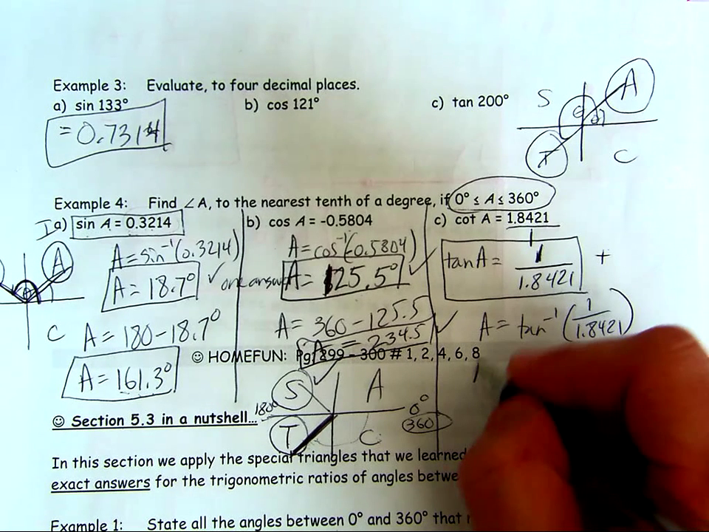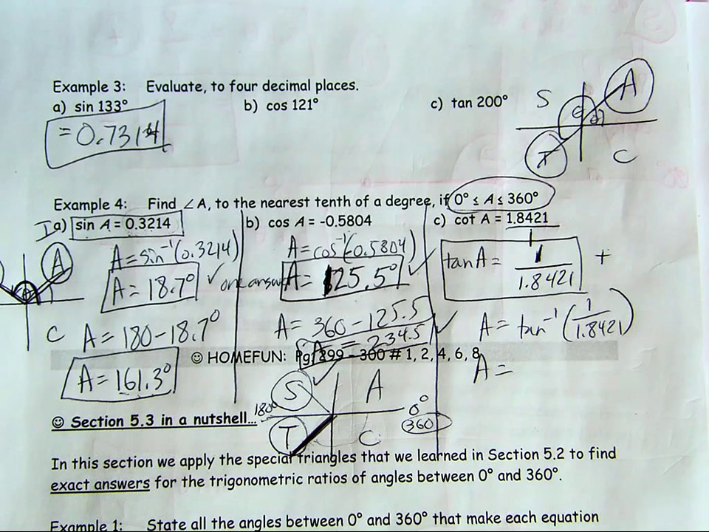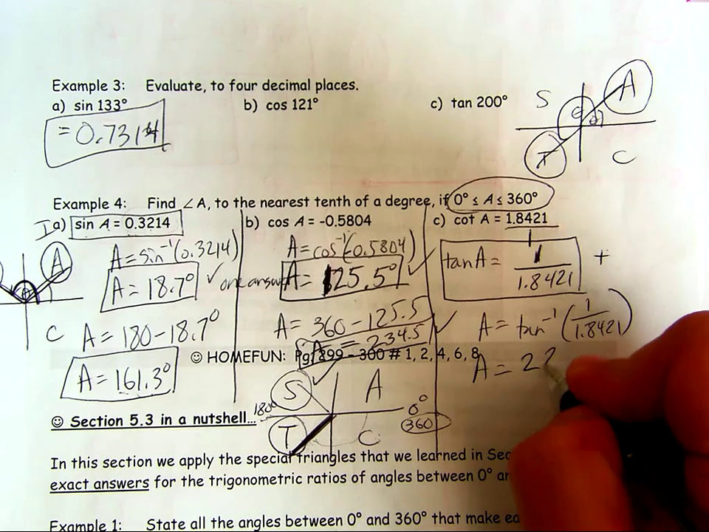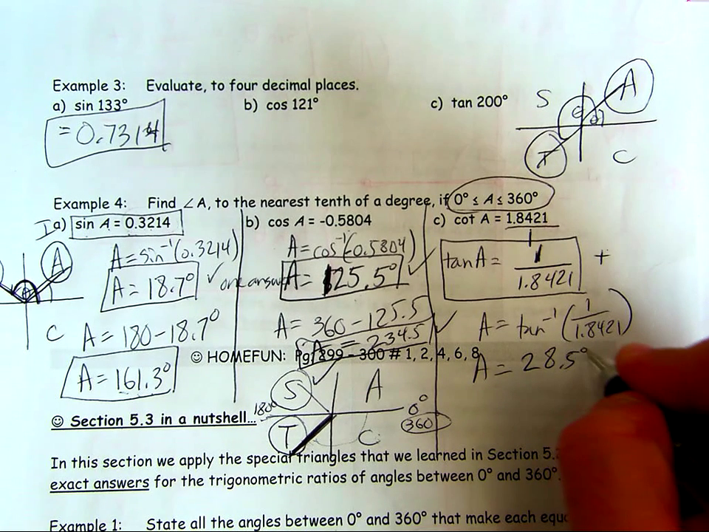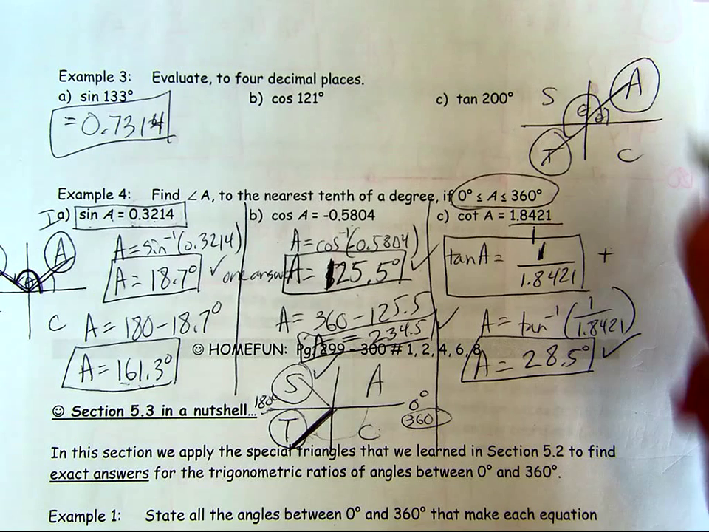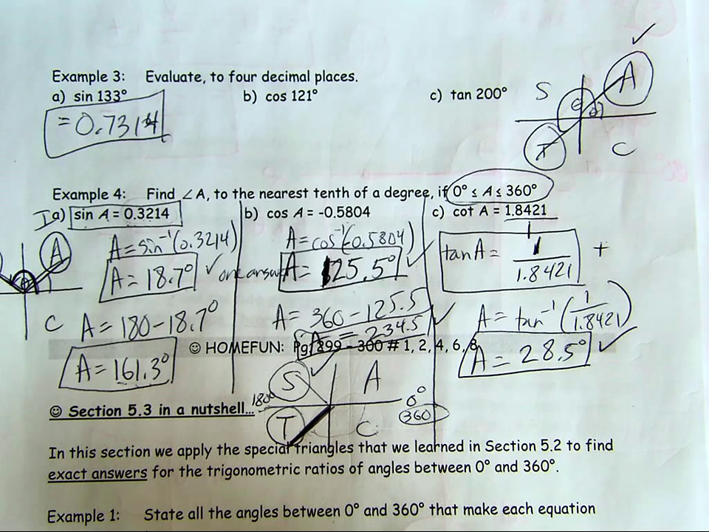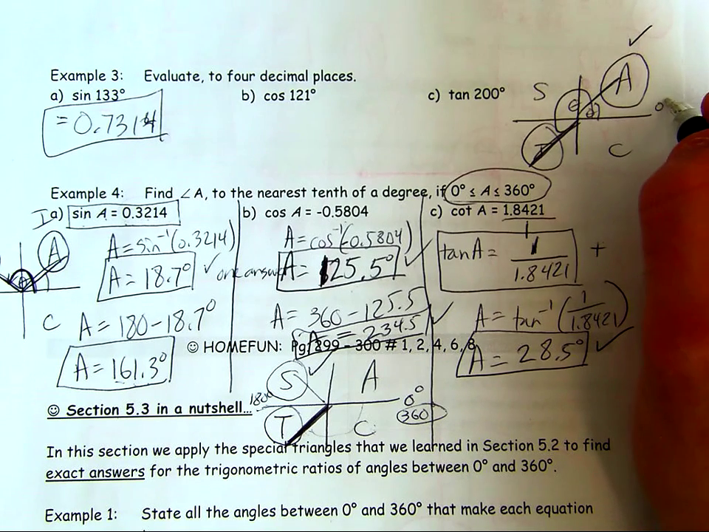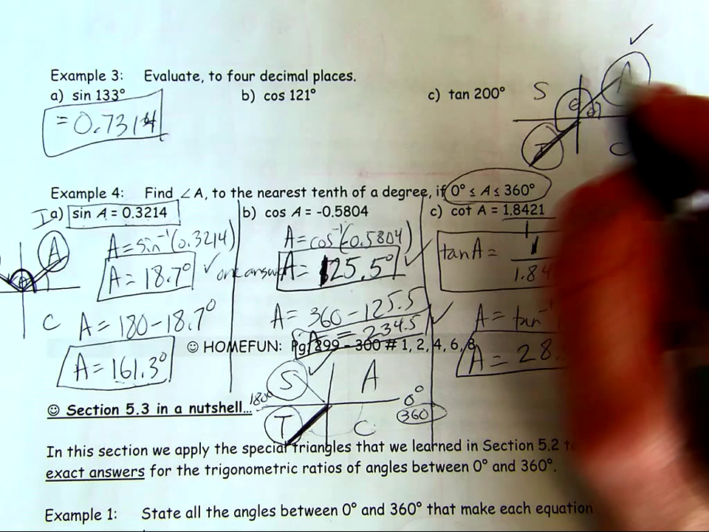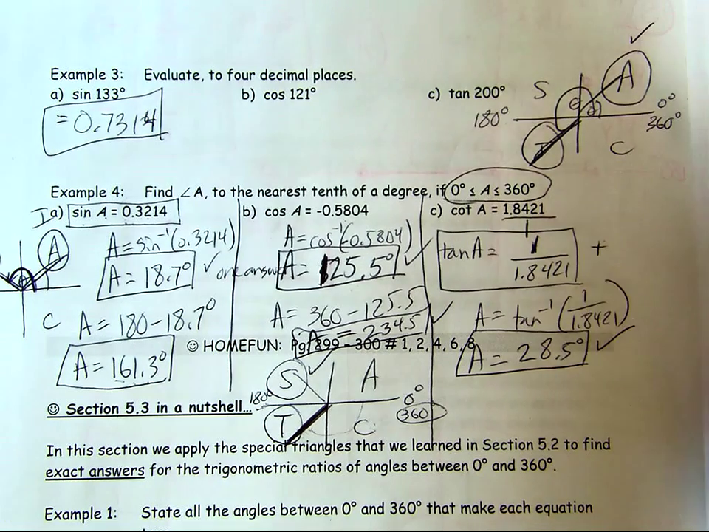Okay? Now, if I go to solve for A, if I do tan inverse of 1 over 1.8421, and I go to do this thing, again, I have a calculator number 2, so I'm going to have to do 1 divided by 1.8421, and then I will take the tan inverse of it, and this will give me 28.5 degrees. So 28.5 degrees is definitely one of my answers. That's the answer that's in quadrant number 1. How do I find the answer that's in quadrant number 3? Again, in order to find any other answers, I always relate to the x-axis.